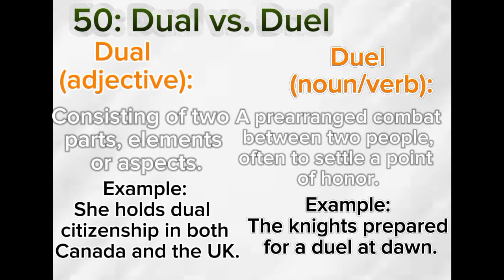Next, we have dual versus duel. Dual means having two parts or aspects, like holding dual citizenship. On the other hand, a duel is a prearranged combat between two people to settle a dispute or point of honor. Picture two interlocking circles for dual. For duel, imagine two knights facing each other with swords ready for a fight. One is about being double, the other about a fight.